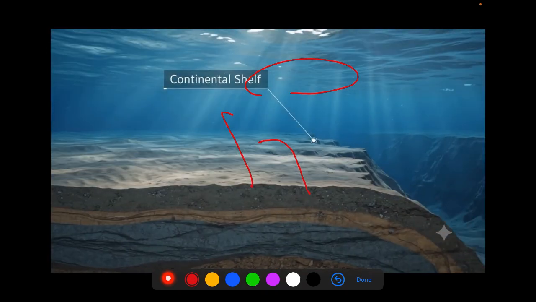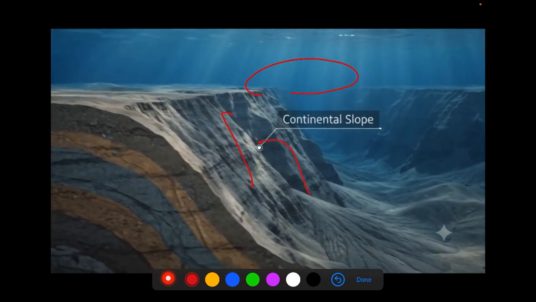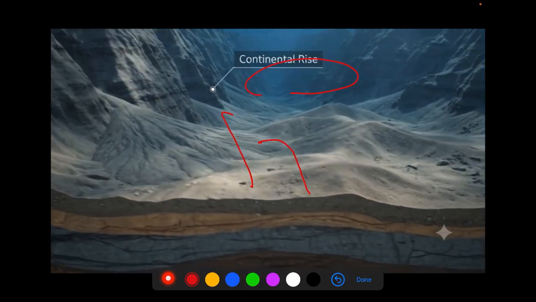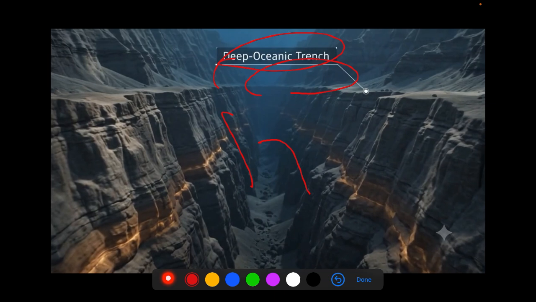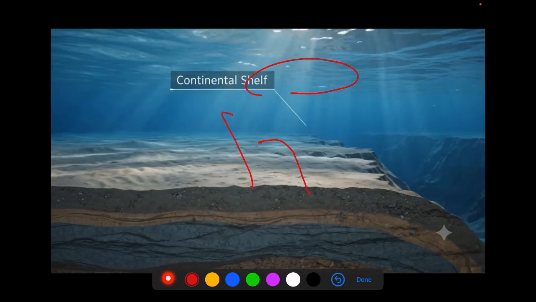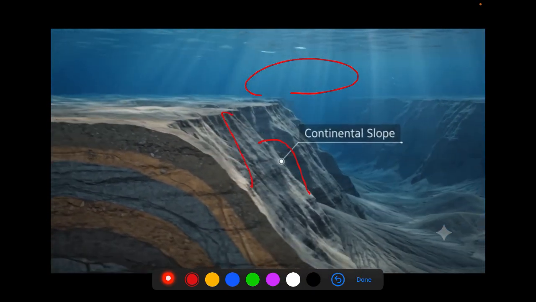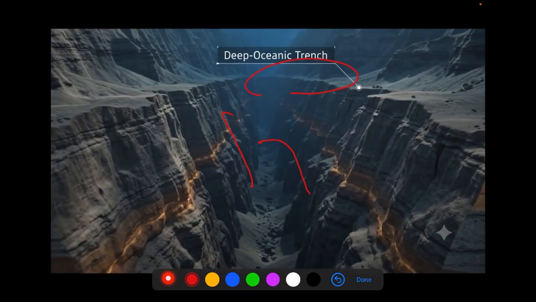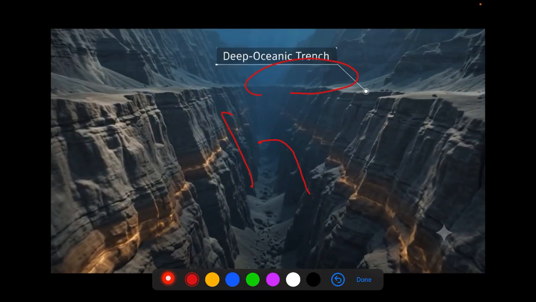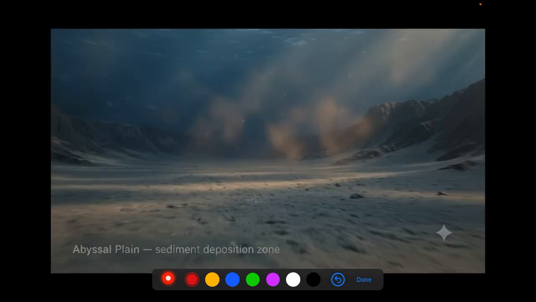Next, let's see the continental shelf, continental slope, continental rise, and deep oceanic trenches. All right. So we have seen now that the continental margin can be divided into four different parts. These are the parts that we have already seen in the video: the continental shelf, you can imagine the slope, rise, and deep oceanic trenches. We will study what these are and the difference between them in the oceanography chapter.